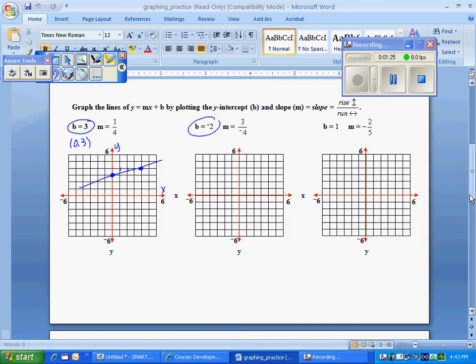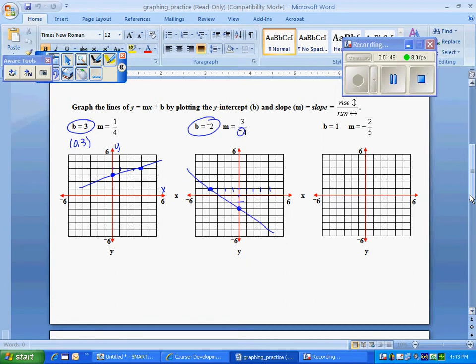The starting position on the y-axis, called the y-intercept, is negative 2. And I will rise 3 and run 4. Be careful, the 4 is in the negative direction, so again I'm going to rise 3 and run. I want the negative direction, which is this way, so my slope is negative, or downward.